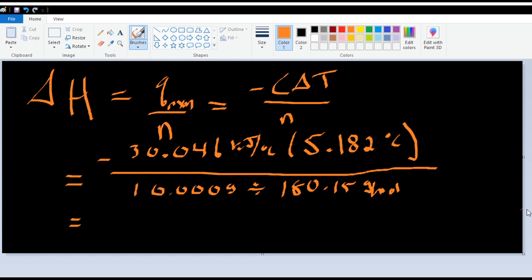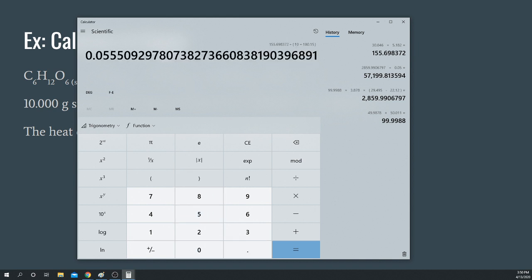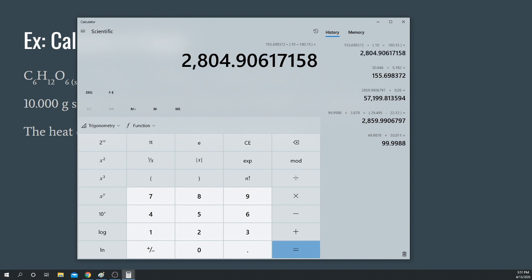So now we can plug all of those numbers into our calculator. 30.046 times 5.182 degrees Celsius divided by 10 grams divided by 180.15 grams per mole gives us 2,805 kilojoules per mole.